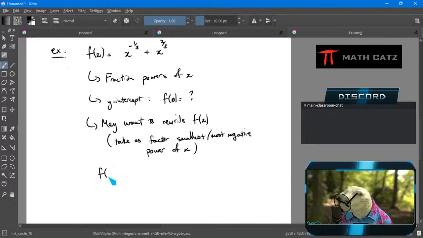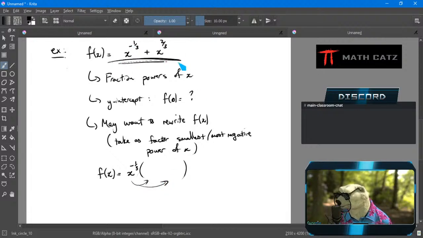So how does that work? It's okay if you are not super comfortable with this, but that's not a reason to not do it. That's a reason to practice it more because it's going to be very handy. I'm going to take x to the negative 1/3 out. It's not an obvious common factor. I'm going to make it a common factor. So then I have to ask myself, what do I have to have in the brackets so that when I multiply this guy in, I get the original function?